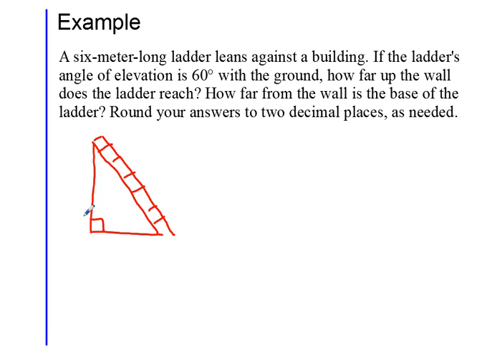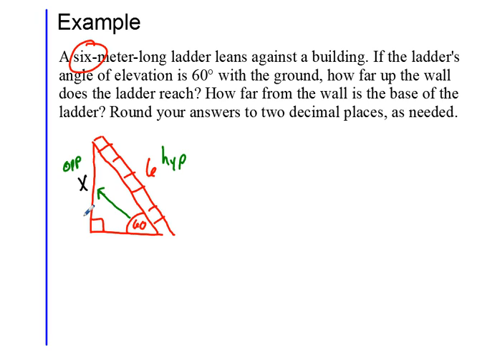The ladder's angle of elevation, so remember this is horizontal and then rising up, is 60 degrees. The ladder itself is 6 meters. So in this problem, I'm given a hypotenuse. First up, I want to find out how far up the wall does the ladder reach. So that would be this side of the right triangle. We'll call that x. From the 60, this x is the opposite side.